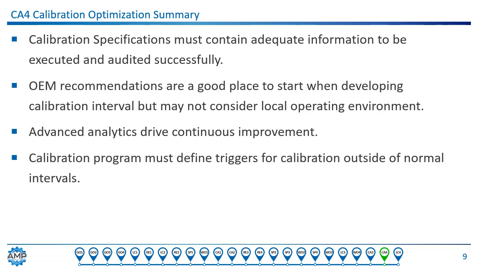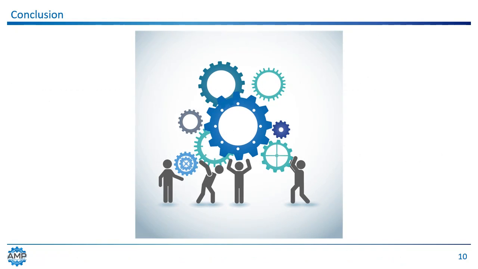Here's the calibration optimization summary. Calibration specifications must contain adequate information to be executed and audited successfully. Original equipment manufacturer recommendations are a good place to start when developing calibration intervals, but they may not consider local operating environment. Advanced analytics drive continuous improvement, and the calibration program must define triggers for calibrations performed outside of normal intervals. This concludes the Calibration Optimization Process Descriptions presentation.